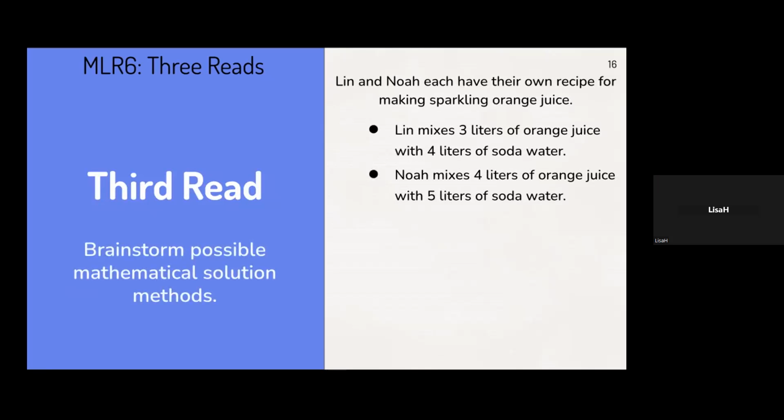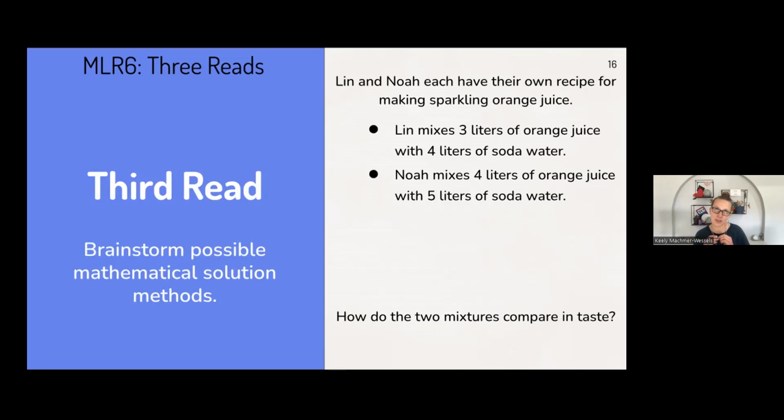Okay. Lynn and Noah each have their own recipe for making sparkling orange juice. Lynn mixes 3 liters of orange juice with 4 liters of soda water. Noah mixes 4 liters of orange juice with 5 liters of soda water. How do the two mixtures compare in taste? Awesome. So take 10 seconds of quiet think time about how you might get started to answer this question, or what representation might help you.